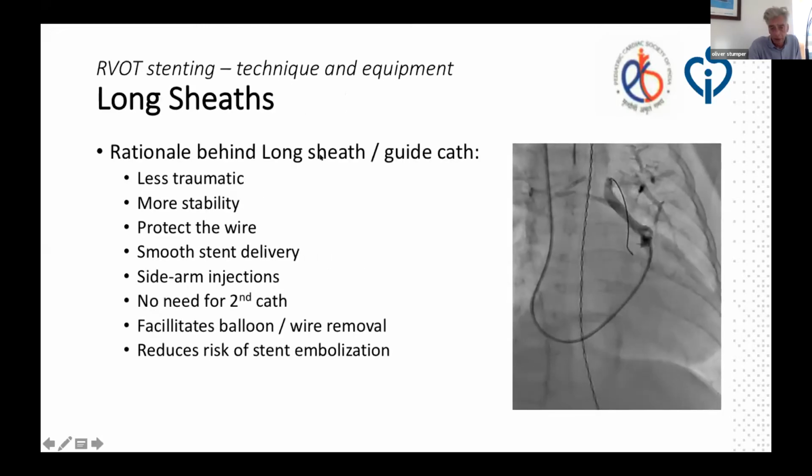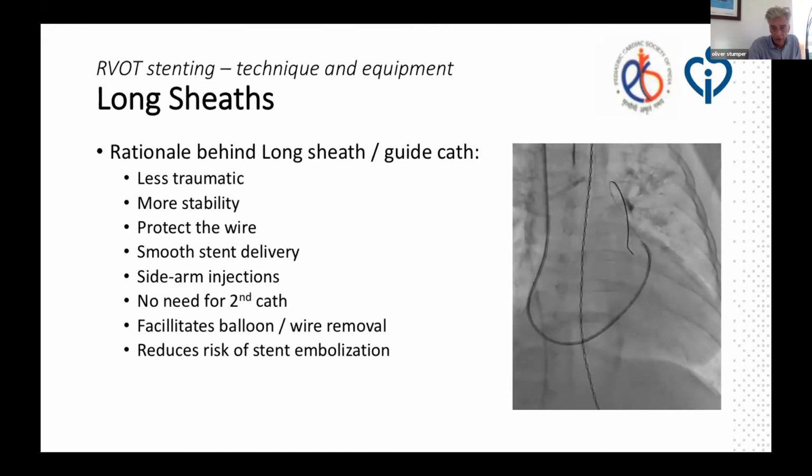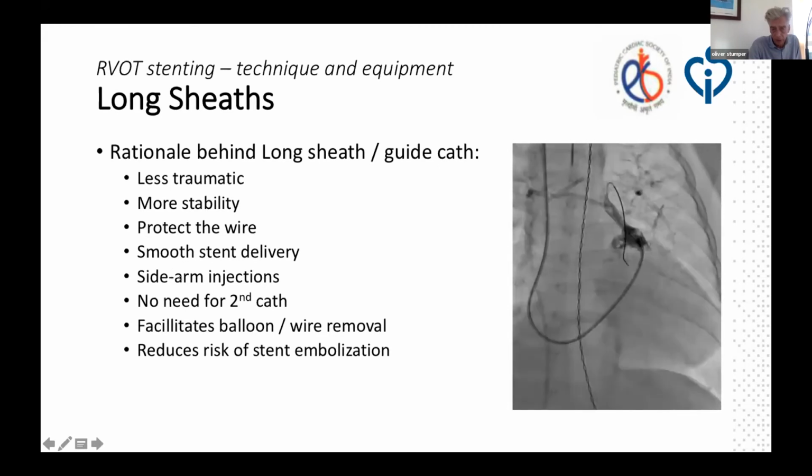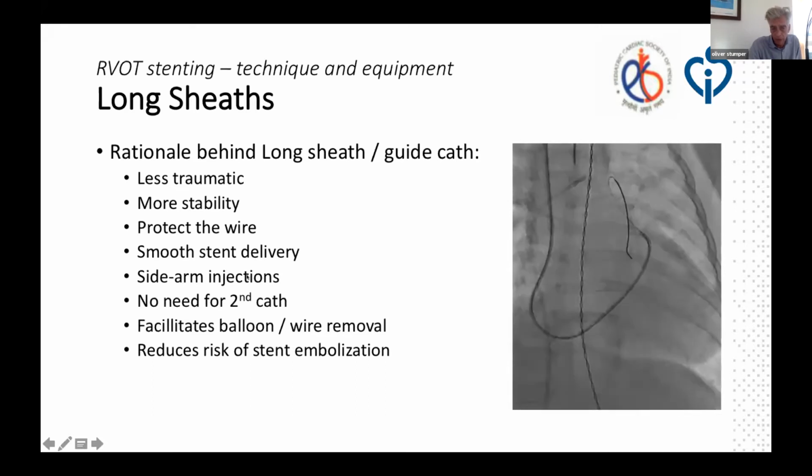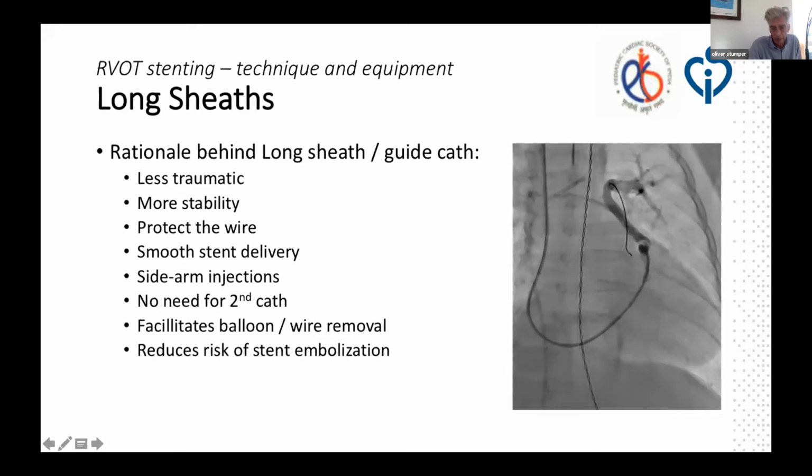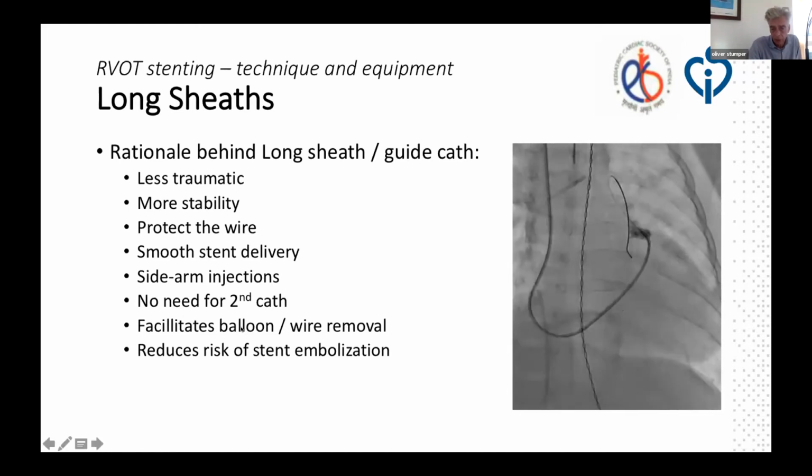Rationale behind long sheath, in my opinion, is really it's less traumatic. You don't have a stiff wire going through the tricuspid valve, which is at systemic levels, and doing damage to the tricuspid or AV valve is very bad news. You get more stability, you protect the wire, and stent delivery is certainly much smoother. Equally, you can do sidearm injections throughout the procedure, and there's no need for a second cath. Finally, I think long sheath facilitates balloon wire removal, and it also reduces risk of stent embolization when retrieving the balloon.